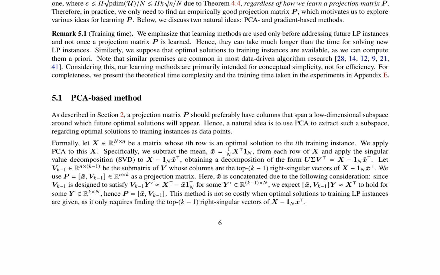A PCA-based method is proposed, which involves applying PCA to the optimal solutions of the training instances to extract a low-dimensional subspace. Specifically, they subtract the mean from each row of the matrix of optimal solutions, apply SVD, and use the top k1 right singular vectors to construct the projection matrix P. This method is computationally efficient when optimal solutions to training LP instances are given.